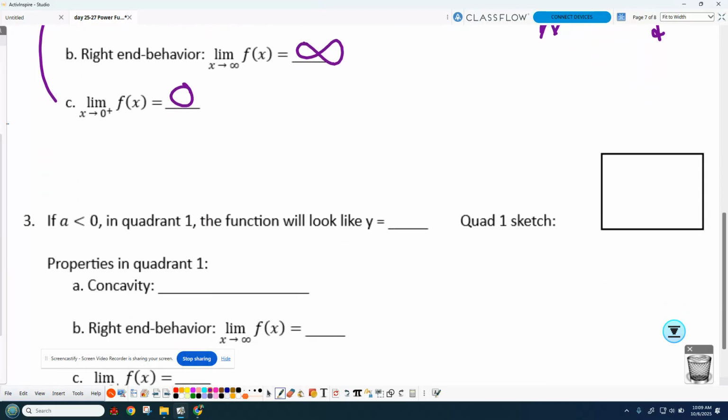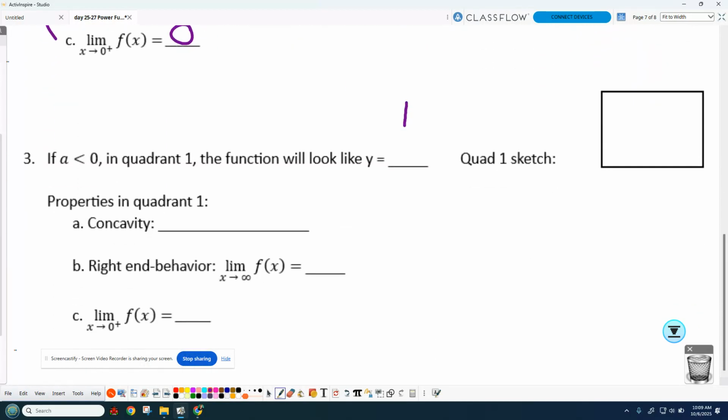The last one, the negatives. They're going to look like 1 over x, which looks like that. So in quadrant 1, it's going to do this. So these 3 answers are weird. Arden, any guess? What's the concavity in quadrant 1? Up. You're correct. Charles, what about this one? I said 0. 0. Perfect.